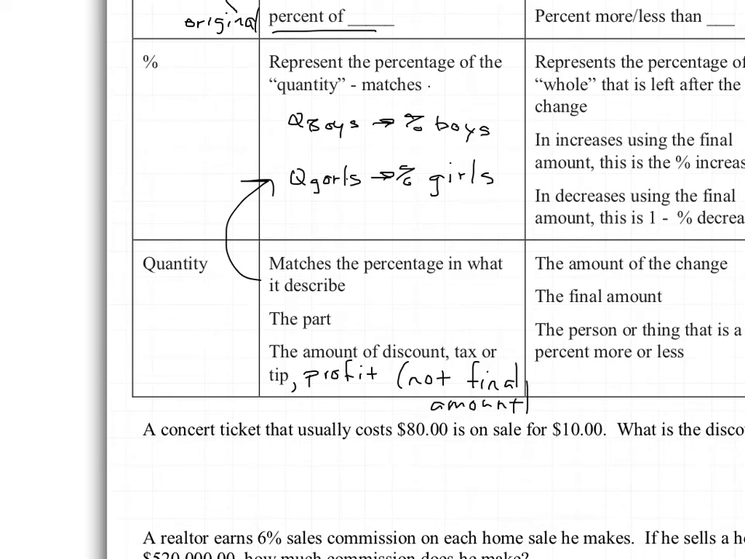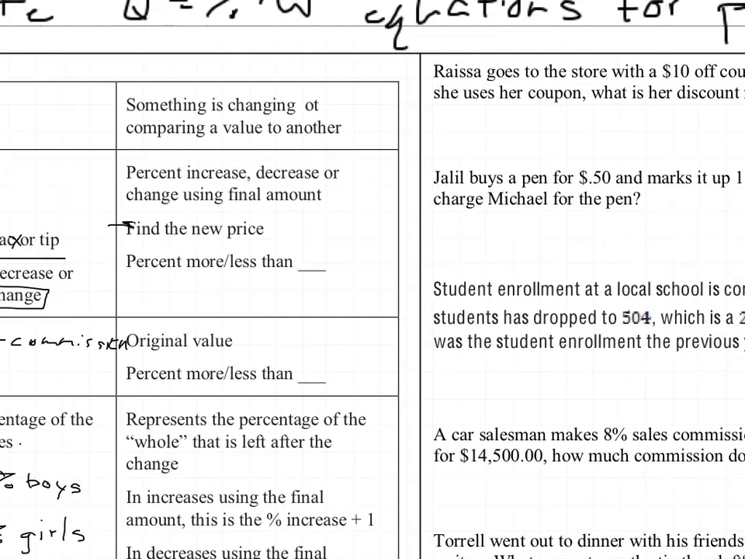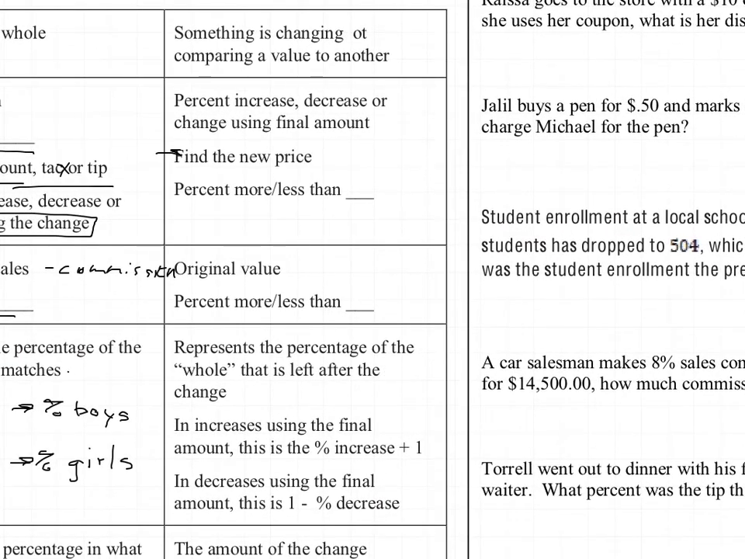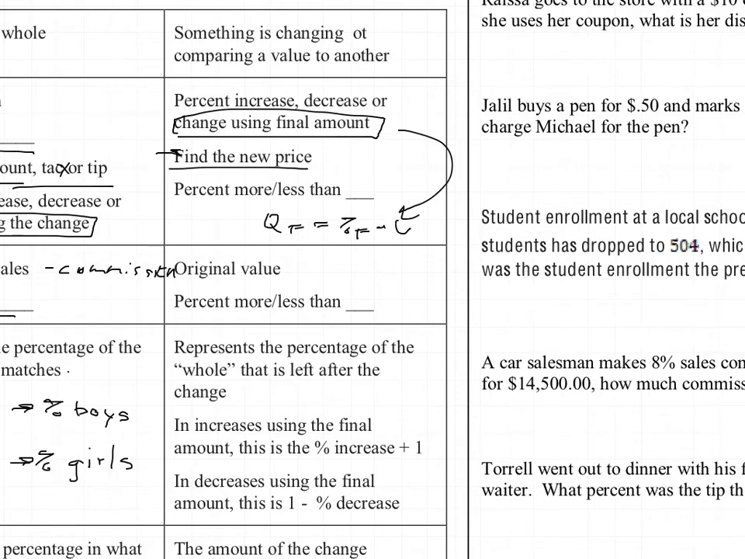Because if we're talking about final amount, we're going to flip over to this other side where something is changing or we're comparing the values. So for the price is changing, and we're asked to find the new price, percent increase or percent decrease using the final amount. So again, we've seen this before. This is when I'm talking about the quantity of the final amount is equal to the percent of the final times the whole, and percent more, percent less.